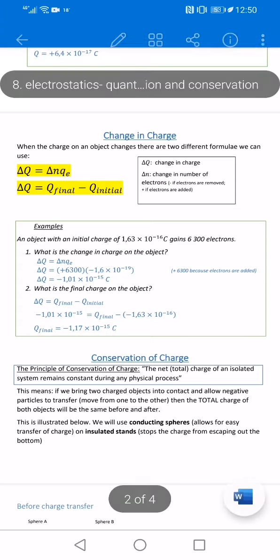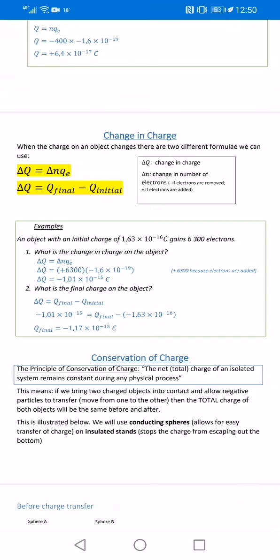Now, these equations are not on your formula sheet, okay? And for this section, you need to please remember that in order for charge to change, it's electrons that move. If electrons are added to an object, the object becomes more negatively charged. And if electrons are removed from an object, the object becomes more positively charged. Okay, remember that. So, there are two formulae we can use here.